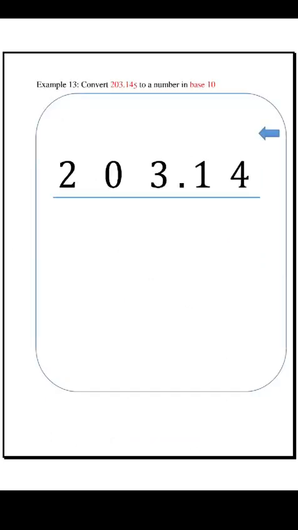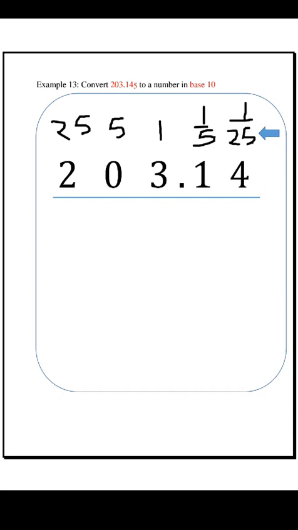The last but not the least, let's quickly do this. We want to convert 203.14 base 5 to a number in base 10. We're going to use the multiple method. Very easy. This is the unit. I put 1 on it. The base is 5, so I'll keep on multiplying by 5. 5 times 1, 5. 5 times 5, 25. For the fractional part, the first place is going to be 1 over 5, and the next place is going to be 1 over 25.